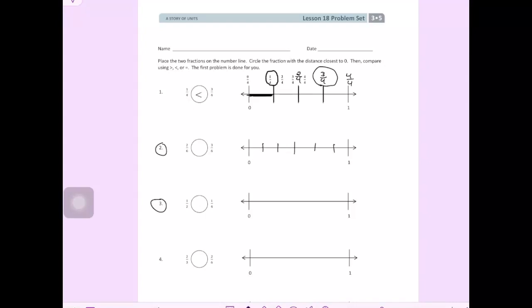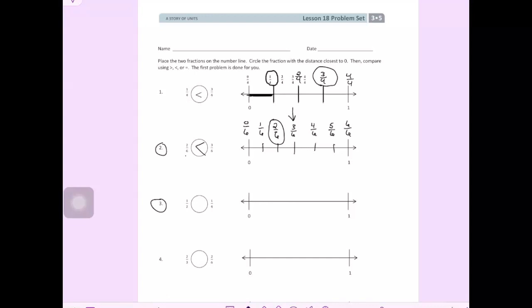And now I'm going to label the fractions. We start out with 0/6, 1/6, 2/6, 3/6, 4/6, 5/6, and 6/6. The directions told me to circle the fraction that's closest to 0. So 2/6 is closest to 0. And the next fraction I want to look at is 3/6. Since 2/6 comes before 3/6 in our counting on the number line, 2/6 would be less than 3/6.